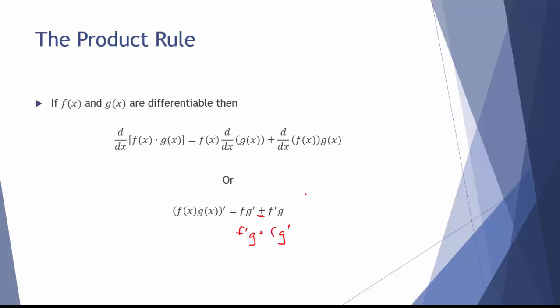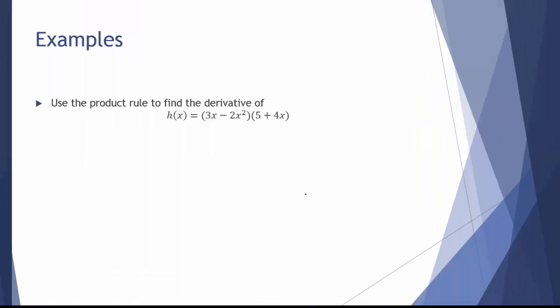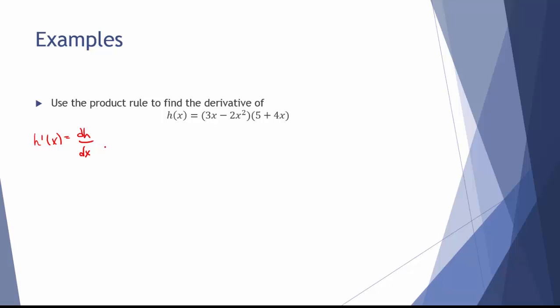Let's take a look at some examples. Use the product rule to find the derivative of h of x equals the product of 3x minus 2x squared times 5 plus 4x. So this specifically asks us to use the product rule to find the derivative, so that's what we're going to do. So this derivative will either be h prime of x or dh dx, depending on which notation you're using.